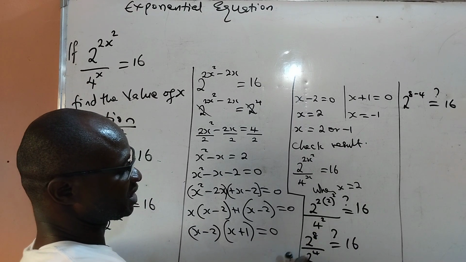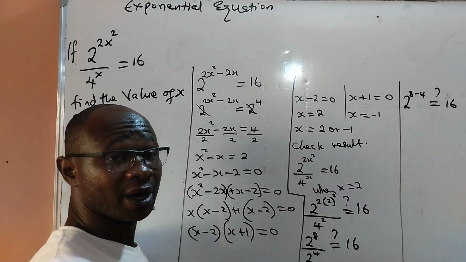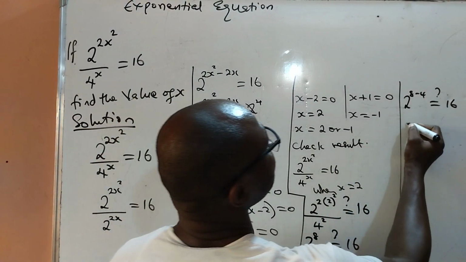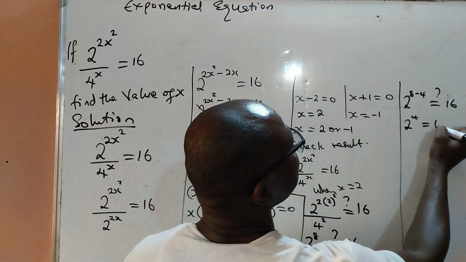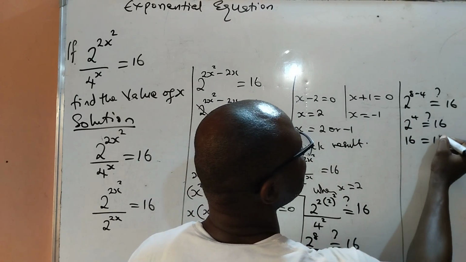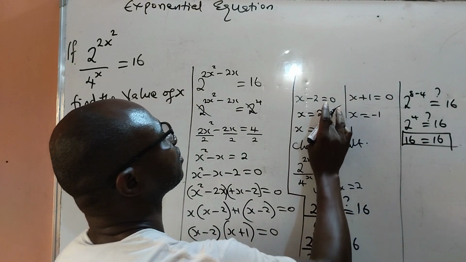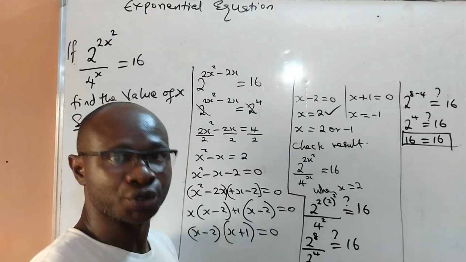That is, the bases are the same, so I'm subtracting the power of the denominator from the power of the numerator. And that will give me 2 raised to power 4. Will this be equal to 16? Yes, 2 raised to power 4 is equal to 16. So 16 is equal to 16, authenticating the value of x equal to 2.